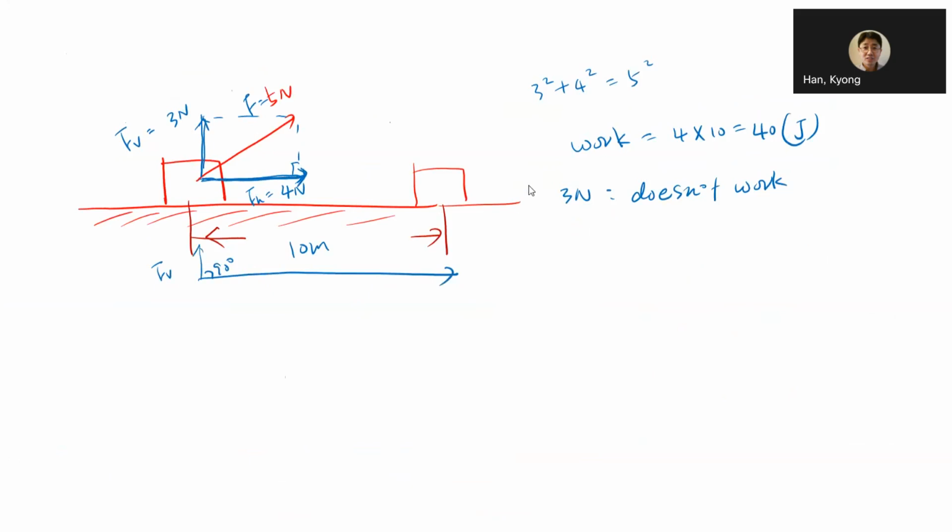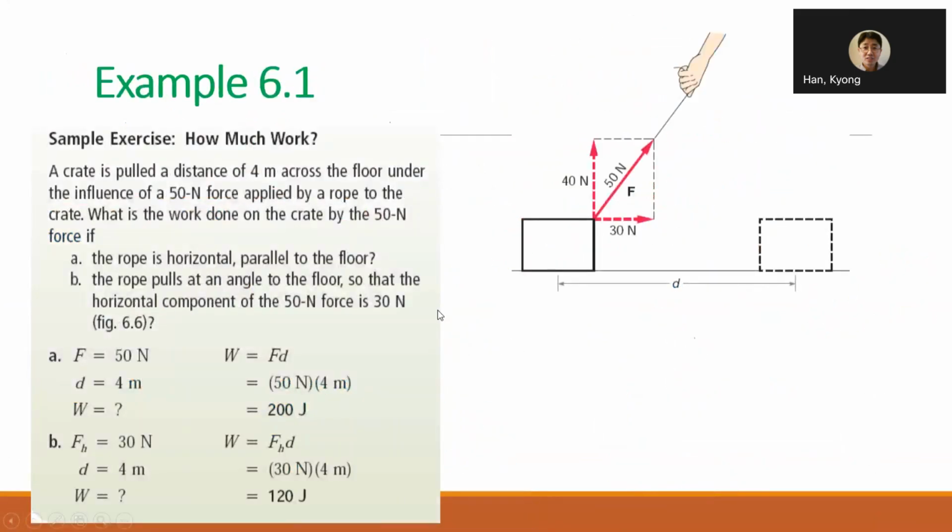I'm going to see an example question here. It's example 6.1, a sample exercise. How much work? A crate is pulled a distance of 4 meters across the floor under the influence of a 50 Newton force applied by a rope to the crate. What is the work done on the crate by the 50 Newton force if the rope is horizontal, parallel to the floor, and if the rope pulls at an angle? Question A is the horizontal case. We just pull horizontally.